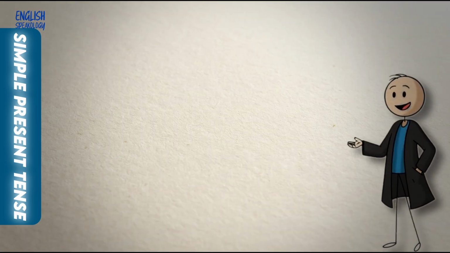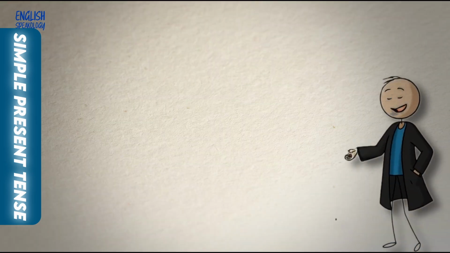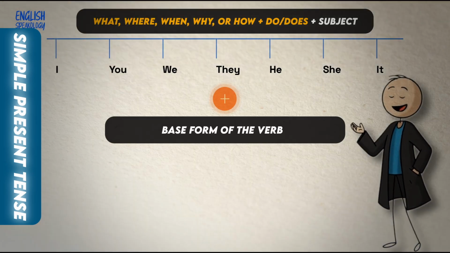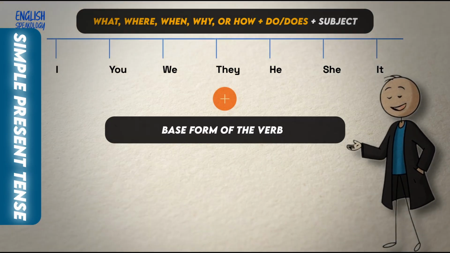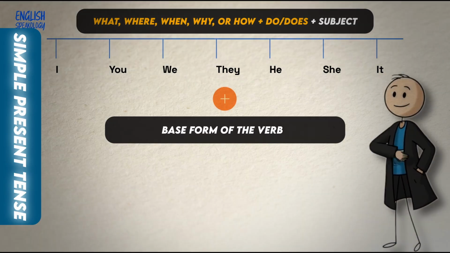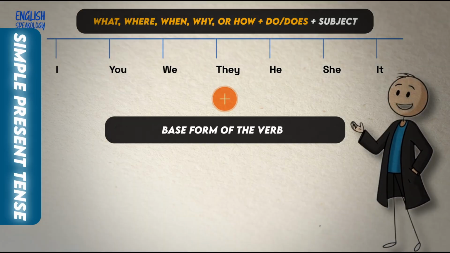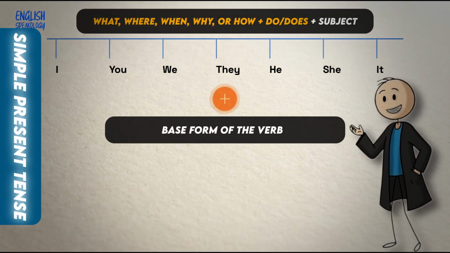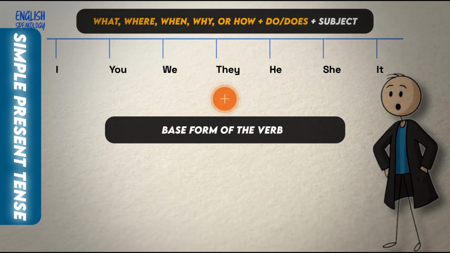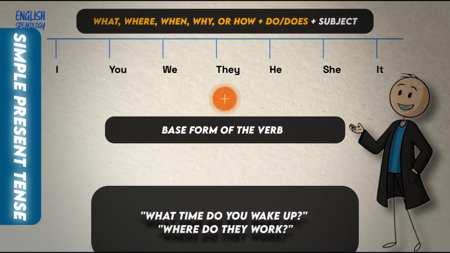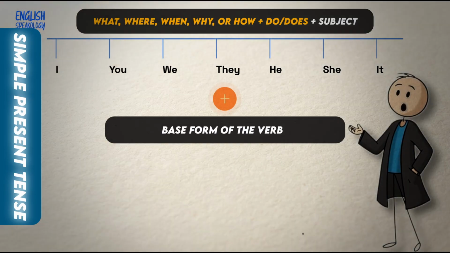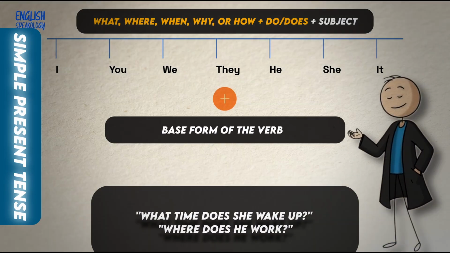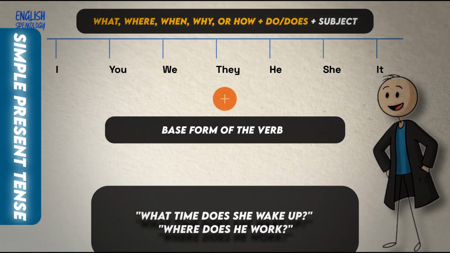To ask for more specific information, simply add a WH word, like what, where, when, why, or how, right before do or does, and the rest of the sentence stays exactly the same. For most subjects, I, you, we, they, you say, what time do you wake up? Where do they work? But when the subject is he, she, or it, you say, what time does she wake up? Where does he work?